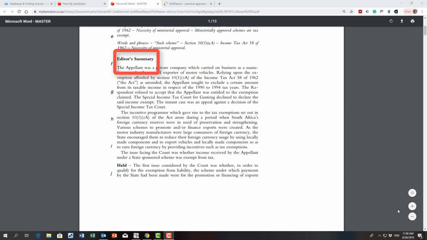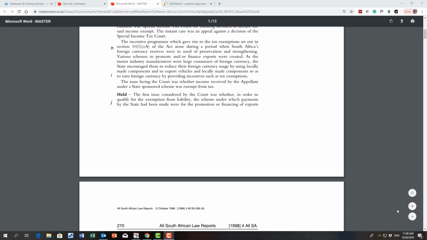Let's move over to the editor's summary. Remember, it is exactly that, a summary of the facts of the case. Never rely on the summary alone. Always read the full judgment as delivered by the judge, because the summary is only an interpretation of the law. Always look out for the held heading, because this is a summary of the findings of the court.